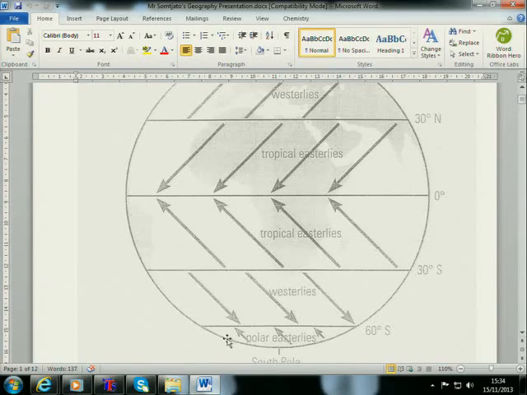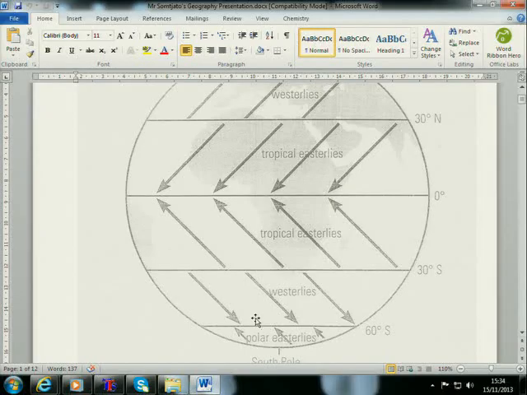The same applies to the polar easterlies. We name them the polar easterlies because of the deflection. After being deflected to the left, this air seems to come from the east. Hence, they are called the polar easterlies.